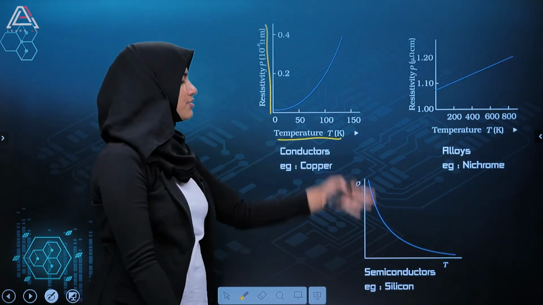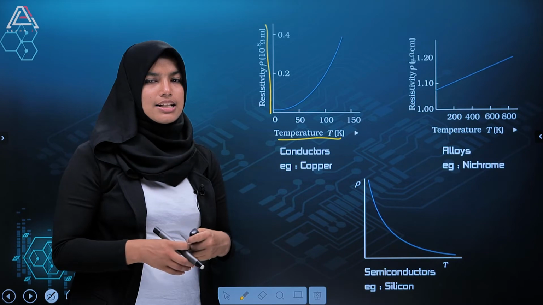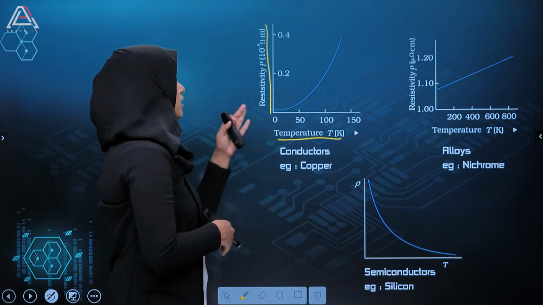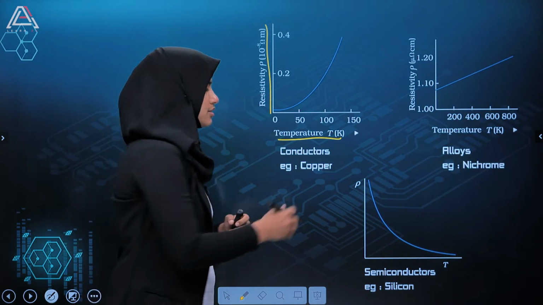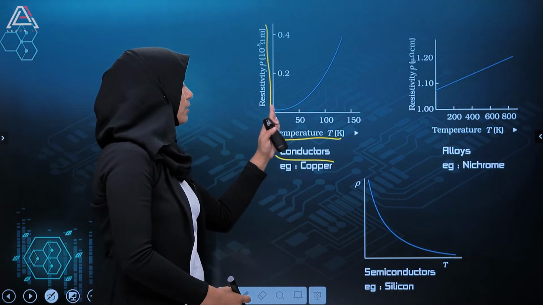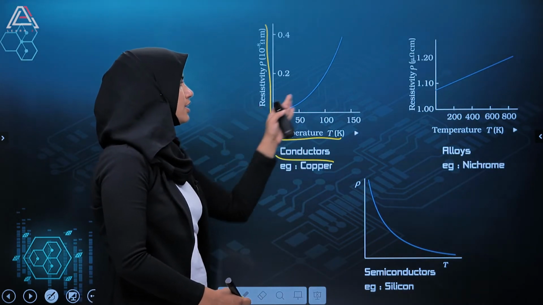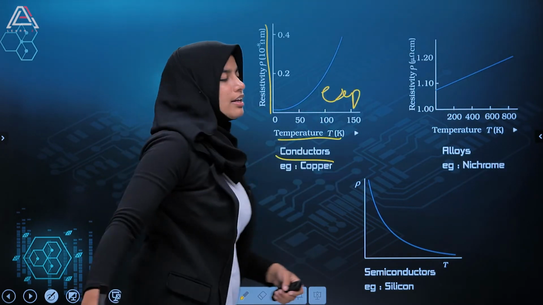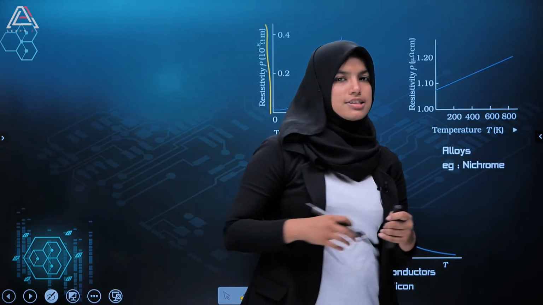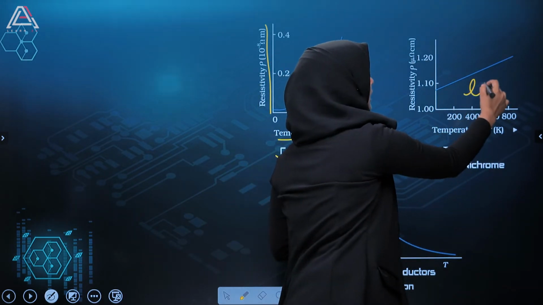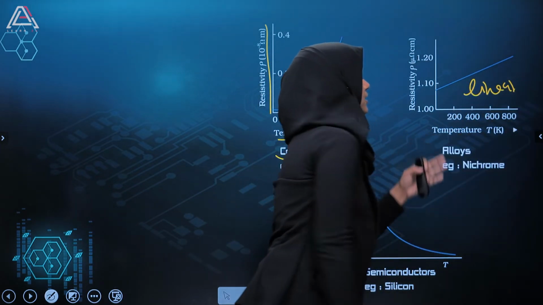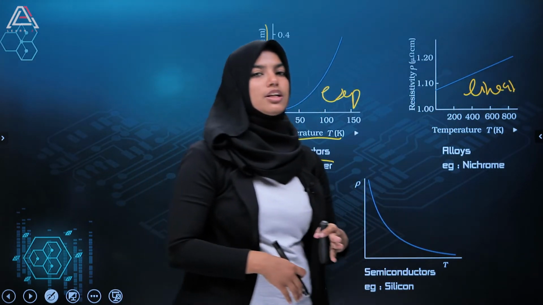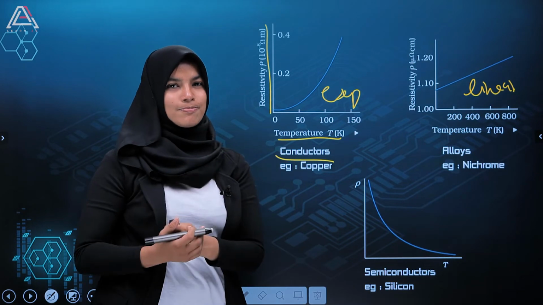Moving on, let's analyze some of the graphs on the basis of temperature and resistivity. These three graphs represent three different materials and their temperature dependence. In case of conductors, you can see that when the temperature increases, the resistivity increases exponentially. Now in case of alloys, you can see a linear increment as the temperature increases. So when temperature increases, resistivity of alloys also increases.